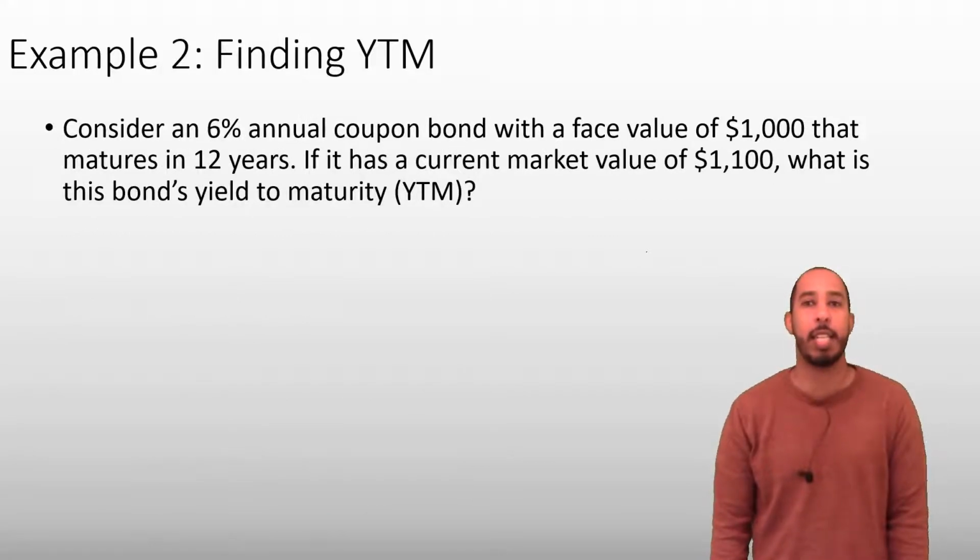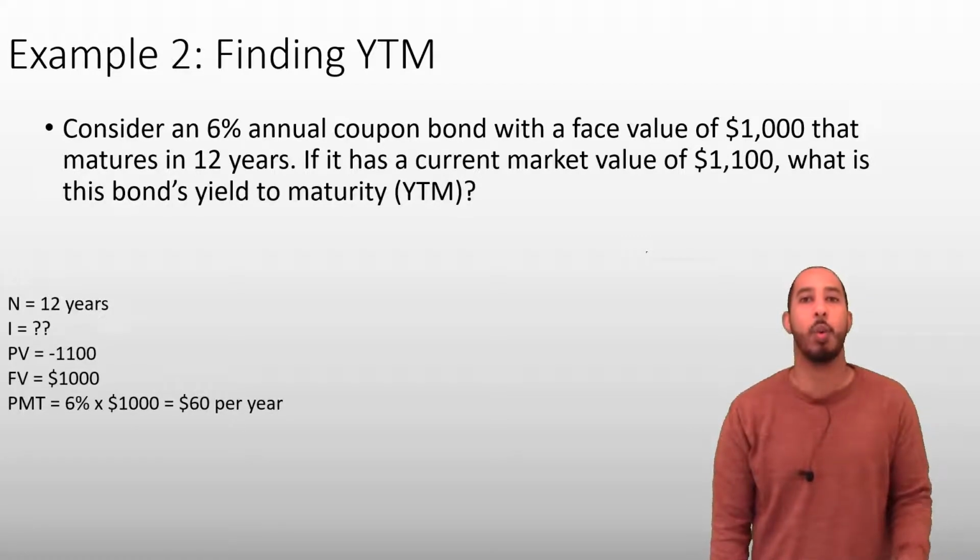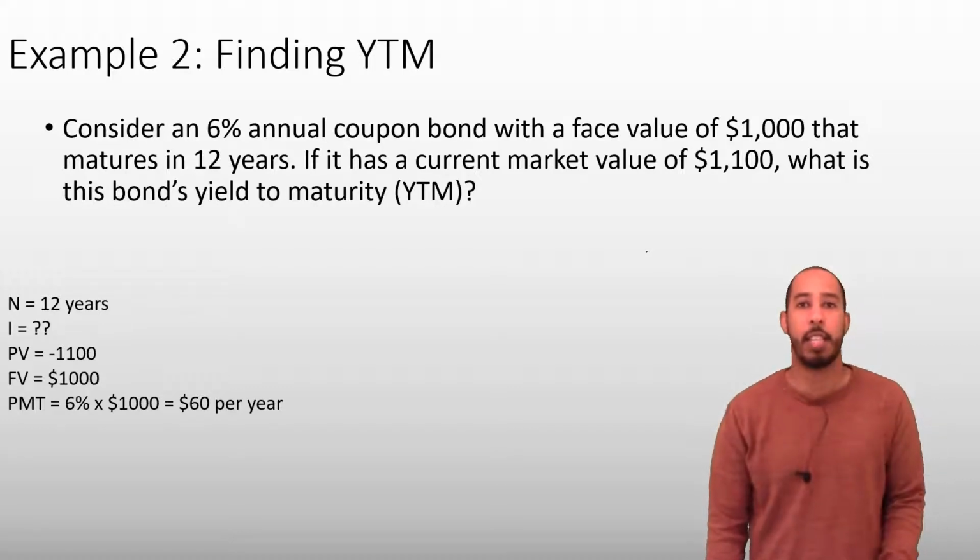Let's work with a 6% annual coupon bond with a face value of $1,000 that matures in 12 years. The current value of this bond is $1,100, and we want to find its yield to maturity. Our input table will look like this. We have 12 years to maturity. Notice that this is an annual coupon bond, so our units need to be in terms of years. So N is going to be 12 years. The PV is going to be negative $1,100 since we have to pay $1,100 today in order to receive $1,000 at the maturity date. That's a face value or FV of $1,000 and a PMT of $60 per year.